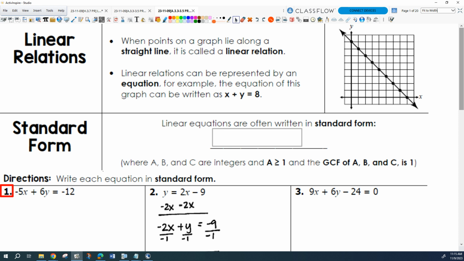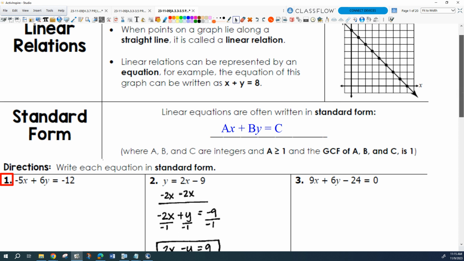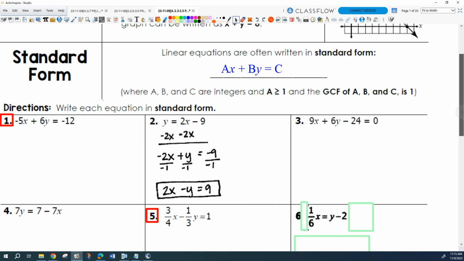Okay, so one of the types of linear equations we're going to talk about is standard form. That's useful to us in certain contexts. Why do we have different forms of linear equations? Because we do different things with them. This is something we're going to use quite a bit when we solve linear systems, which is coming up next unit.